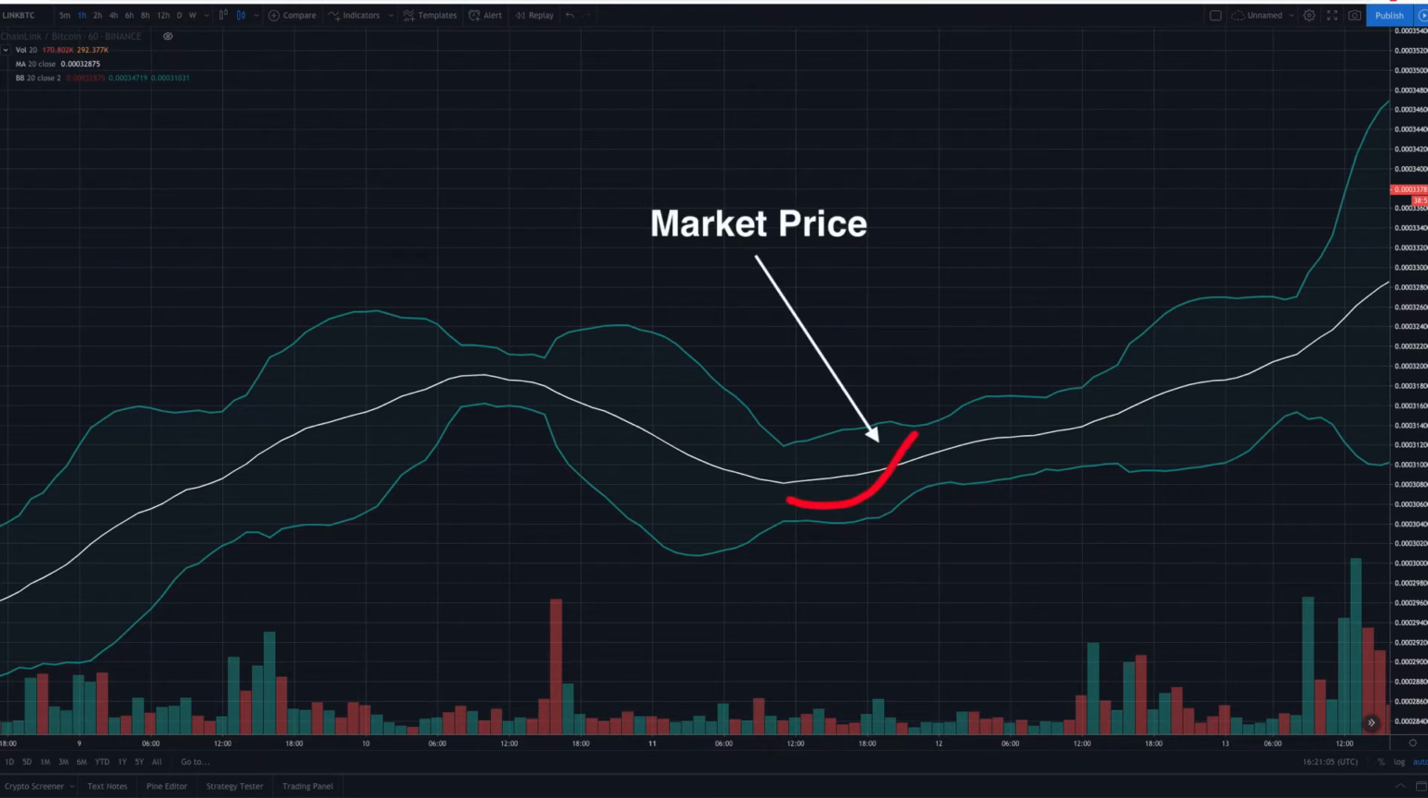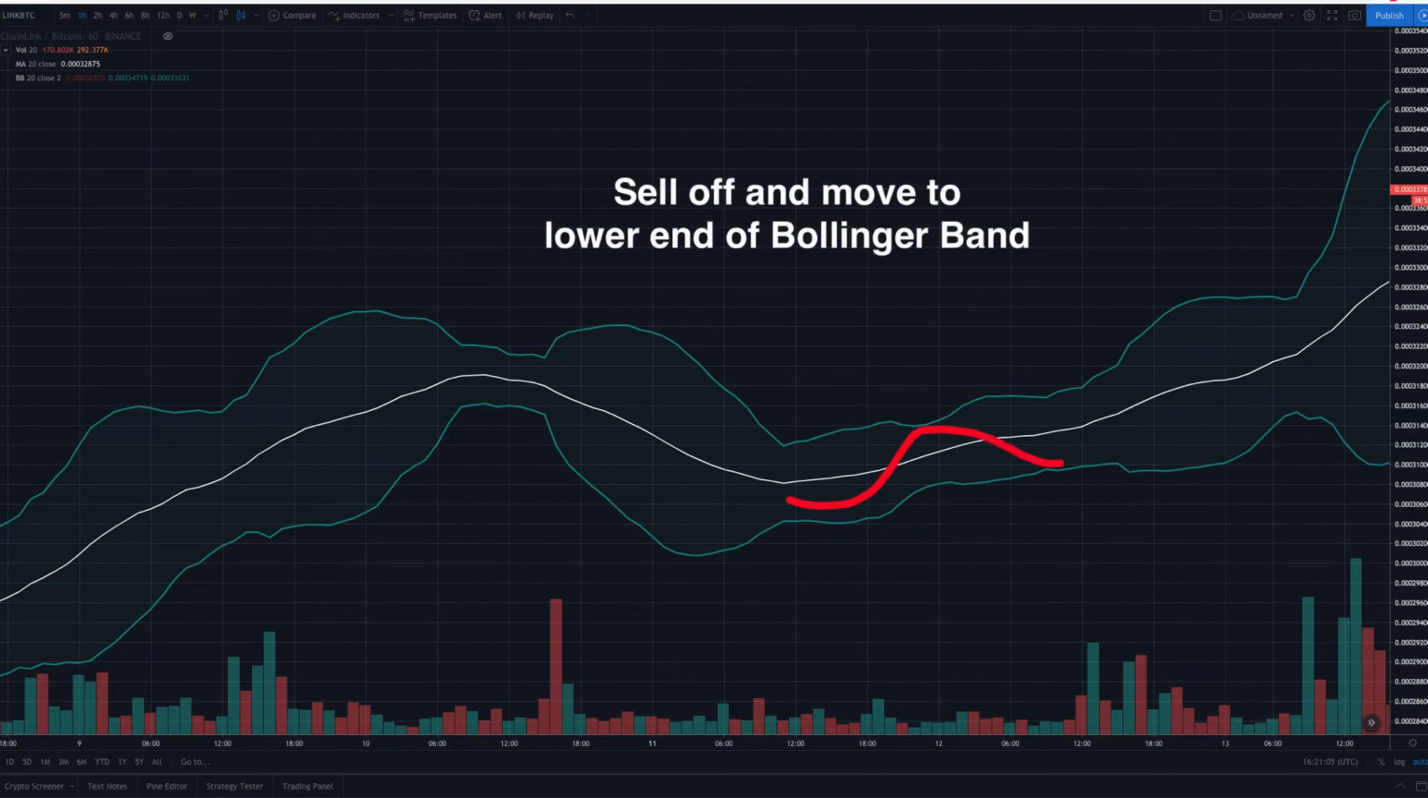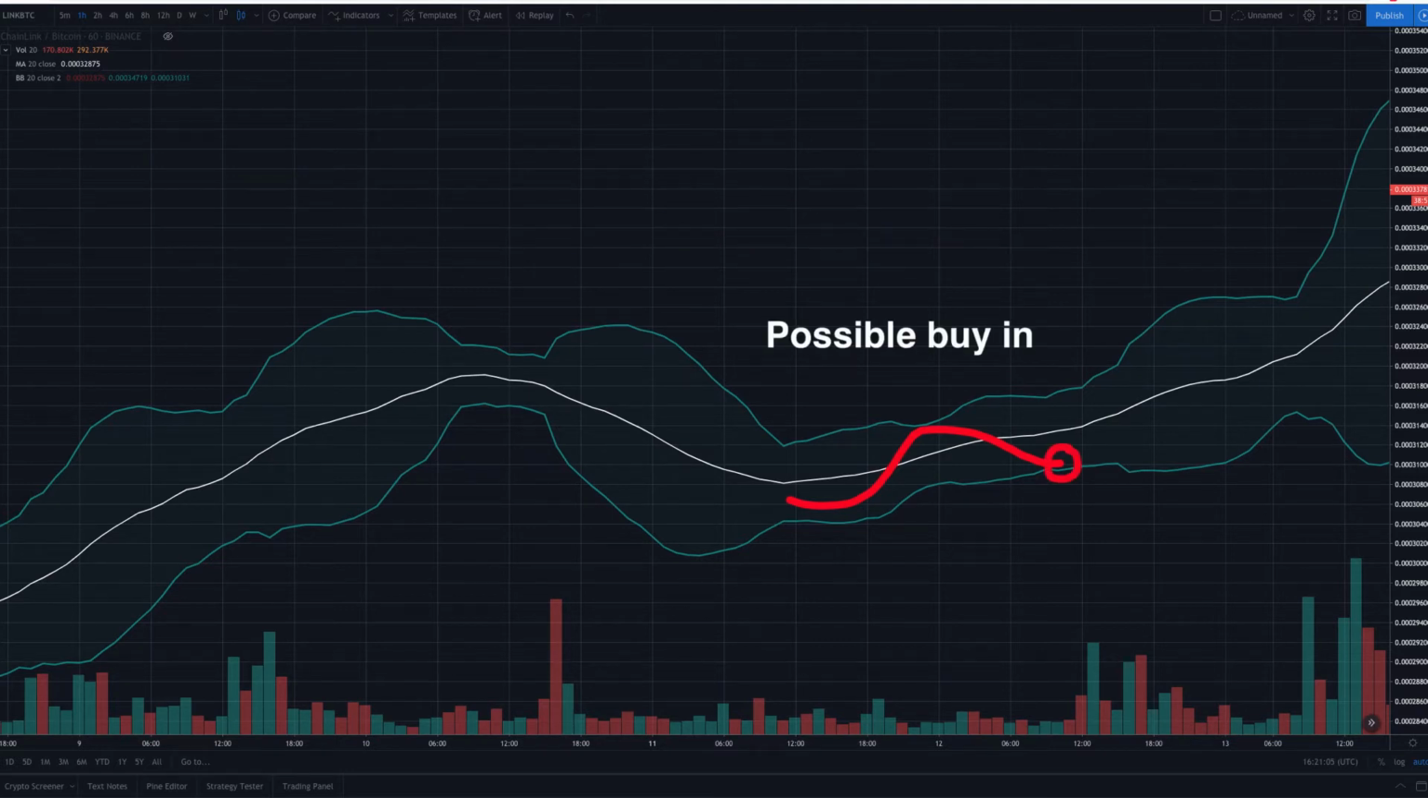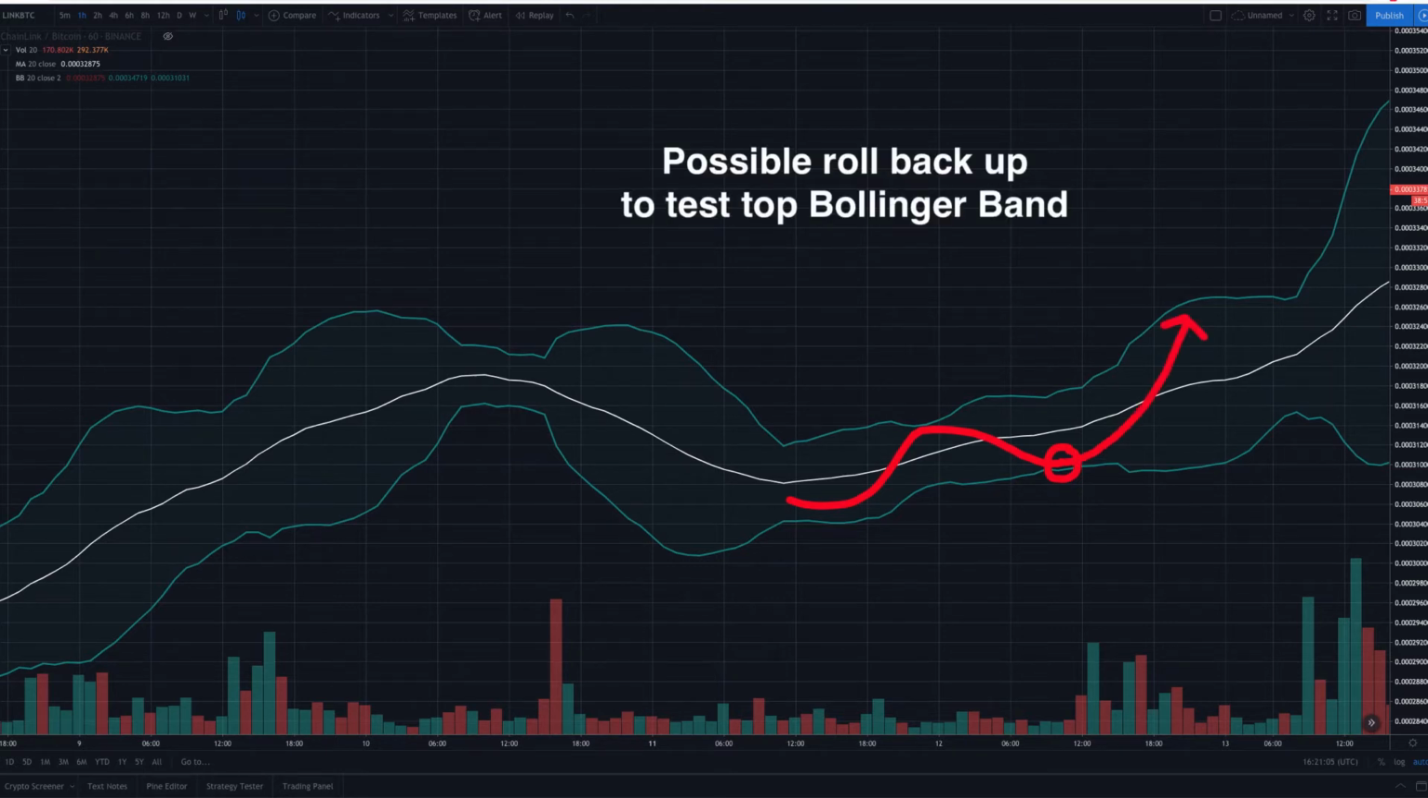As a rule, one way of using this is if the market price ends up at the upper end of the Bollinger Band, we can say it's maybe overextended. And then we could be expecting the market to sell off and maybe move to the low end of the Bollinger Band. So that's one way of doing it. People also use it as targets. For example, if they're buying down here near the lower Bollinger, they may be then looking for the market to roll back up and test the other Bollinger Band above that moving average.